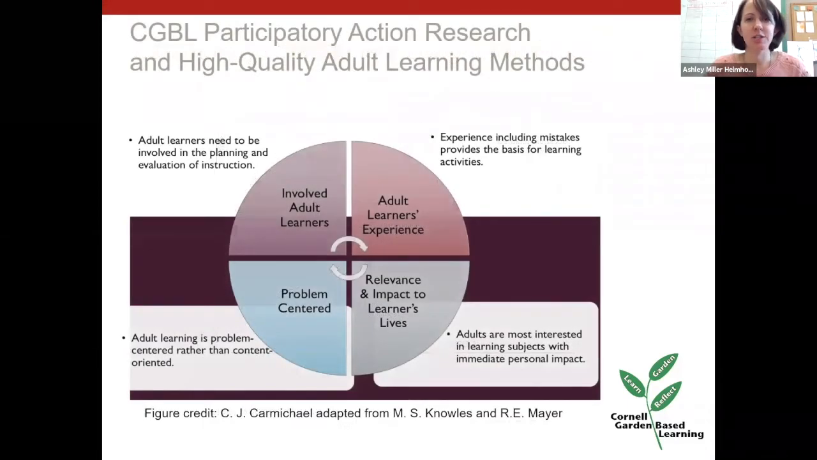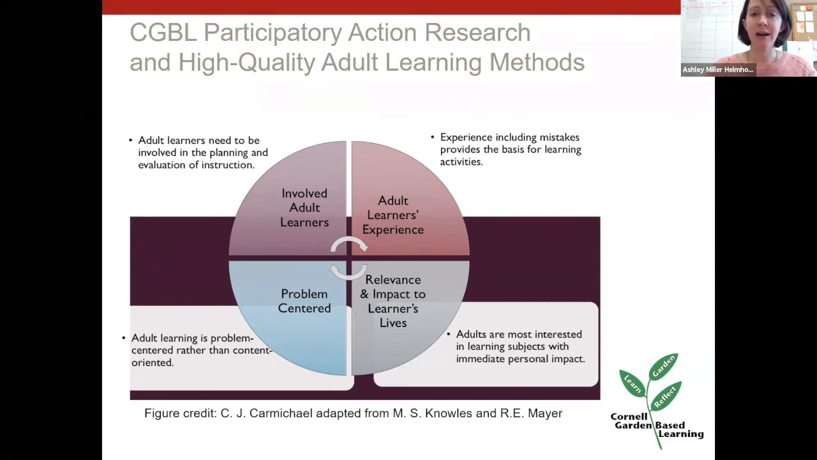I want to just touch briefly on this participatory action research process within the context of high quality adult learning methods. So this is definitely something that we preach a bit in our Cornell garden-based learning programs, but it's so important. Most of my life, most of the work I've done in community-based settings, in government, in environmental education has all been with adult learners, whether they be K through 12 educators or neighborhood association leaders.